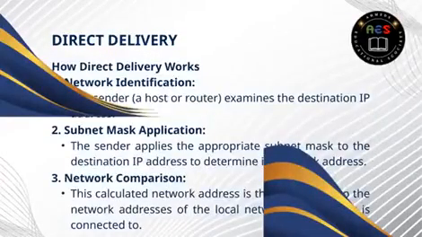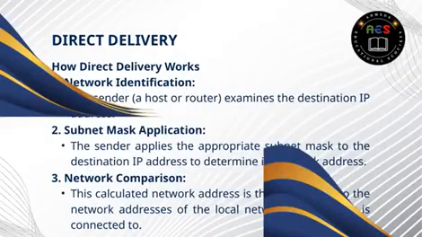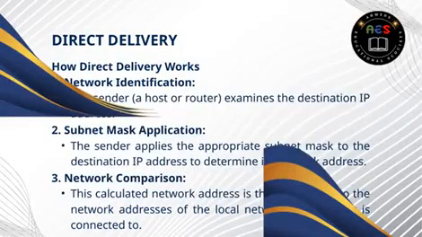Let's walk through how direct delivery works. First, the network identification step. The sender, which could be a host or a router, examines the destination IP address. This is a crucial step because it helps determine where the packet needs to go. Next, we apply the subnet mask to the destination IP address. This allows the sender to figure out the network address of the destination. Think of the subnet mask as a filter that separates the network part of the IP from the host part.